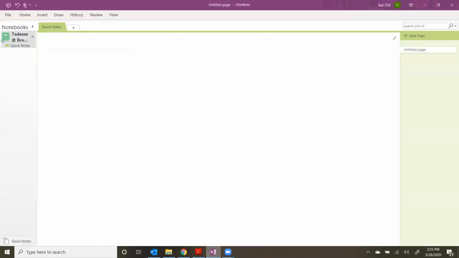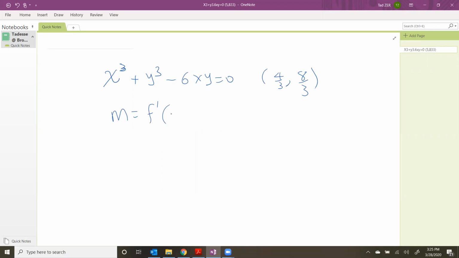So the equation is x cubed plus y cubed minus 6xy equal to 0, and we want to find the equation of the tangent line at 4/3, 8/3. So the point here is whenever you are given a function or a graph, the tangent line at a point will have slope equal to its derivative evaluated at the given number, whatever the number is, okay? That's what the slope is.